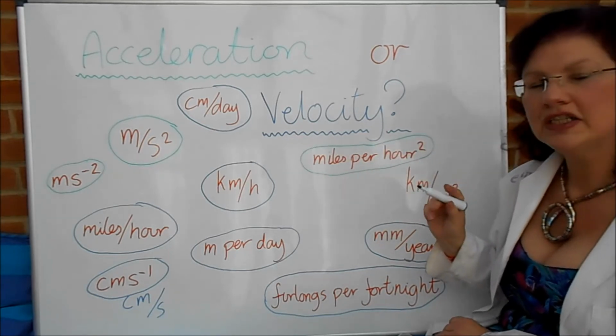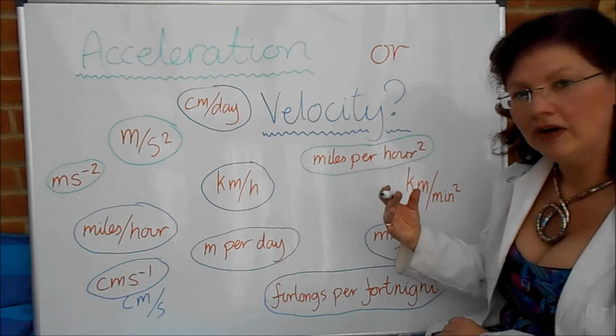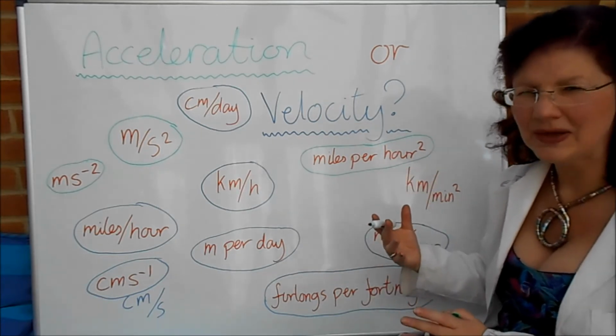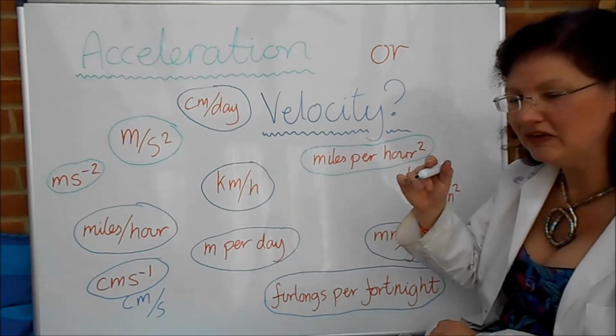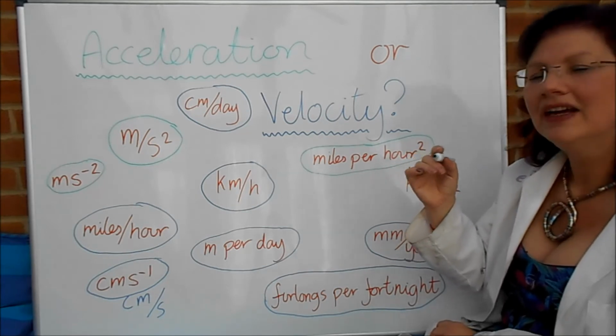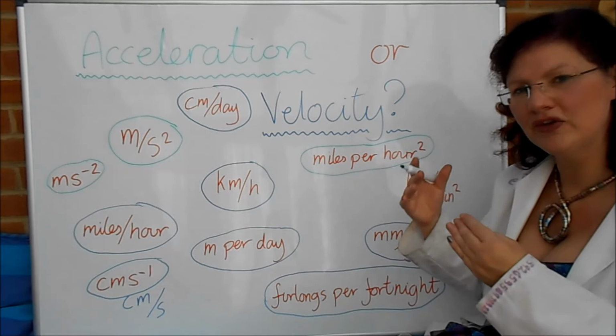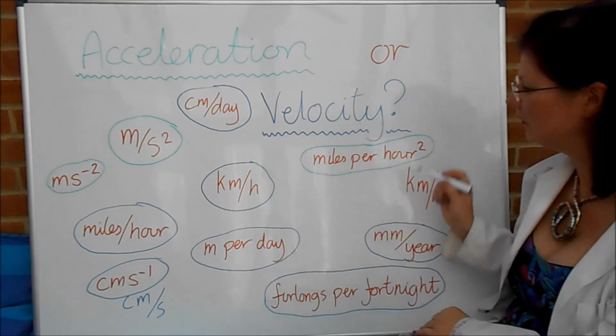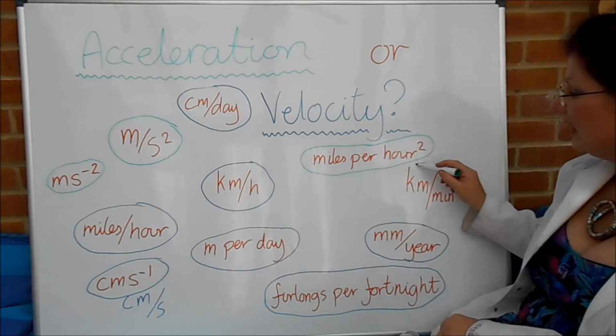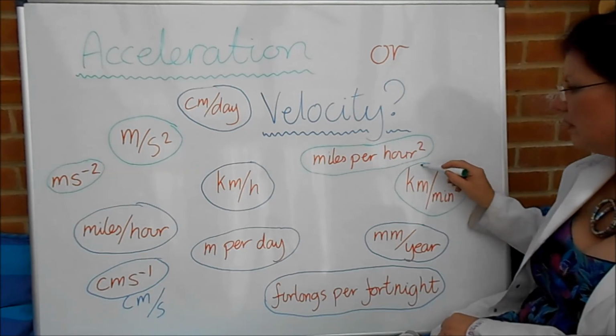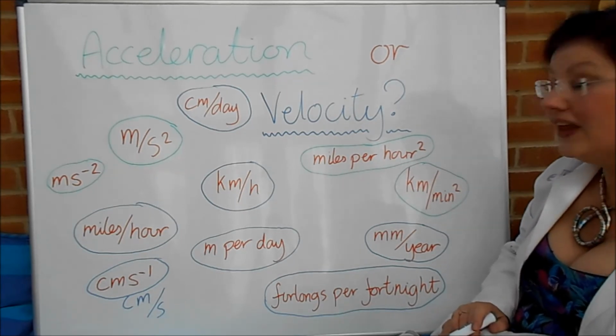So if you were accelerating in a car at a steady acceleration, you might be accelerating by 3 miles per hour per hour. That's a pretty slow acceleration. It would mean that at the beginning of the hour you were, say, going at 30, and at the end of an hour you'd be going at 33. You would have increased your speed by 3 miles per hour per hour. Same thing down here, kilometres per minute squared. That's a bit of a higher acceleration. And that's all of them.